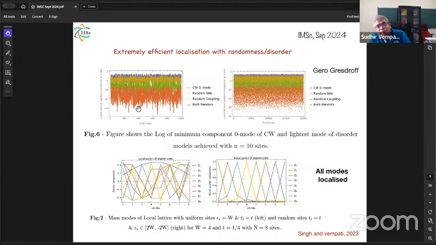To begin with, I'll start with neutrino masses and everything, but first a little more exploration of the localization. On the left-hand side here, I just want to show you how things look if I set all of them to be uniform. The modes are completely delocalized. You can plot them on the sites and they're completely delocalized. Whereas in the presence of disorder or randomness, they're completely localized, as on the right-hand side.